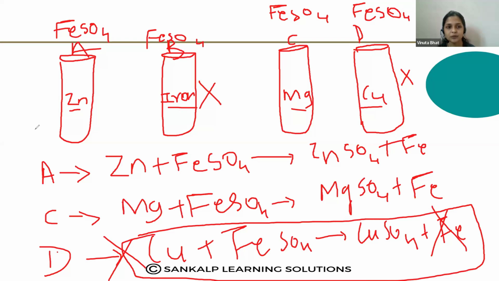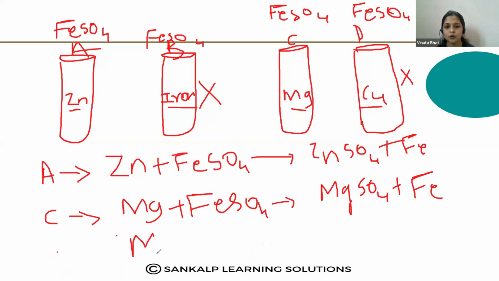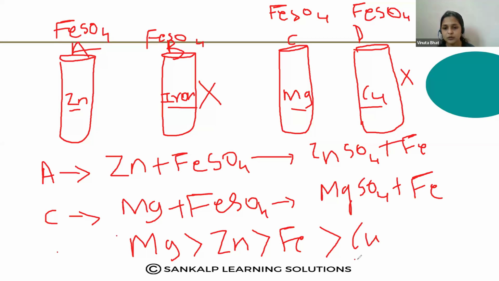So that I will explain why the reaction is not possible in test tube B and test tube D. Here there is a reactivity series: Mg is more reactive than zinc, zinc is more reactive than iron, and iron is more reactive than copper. So among these four, copper is the least reactive.